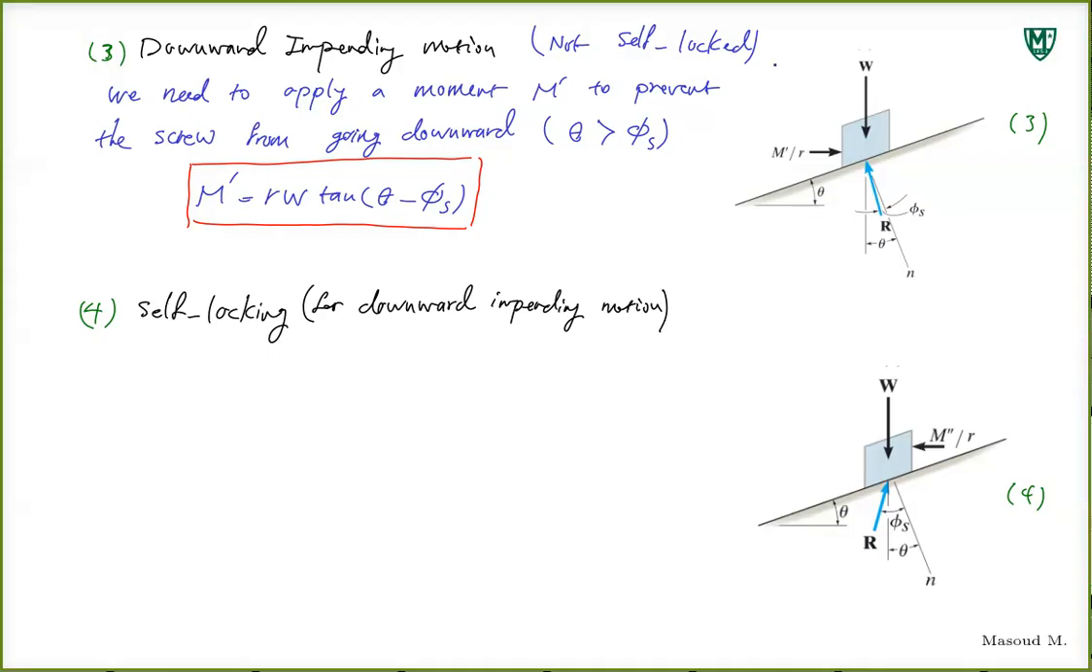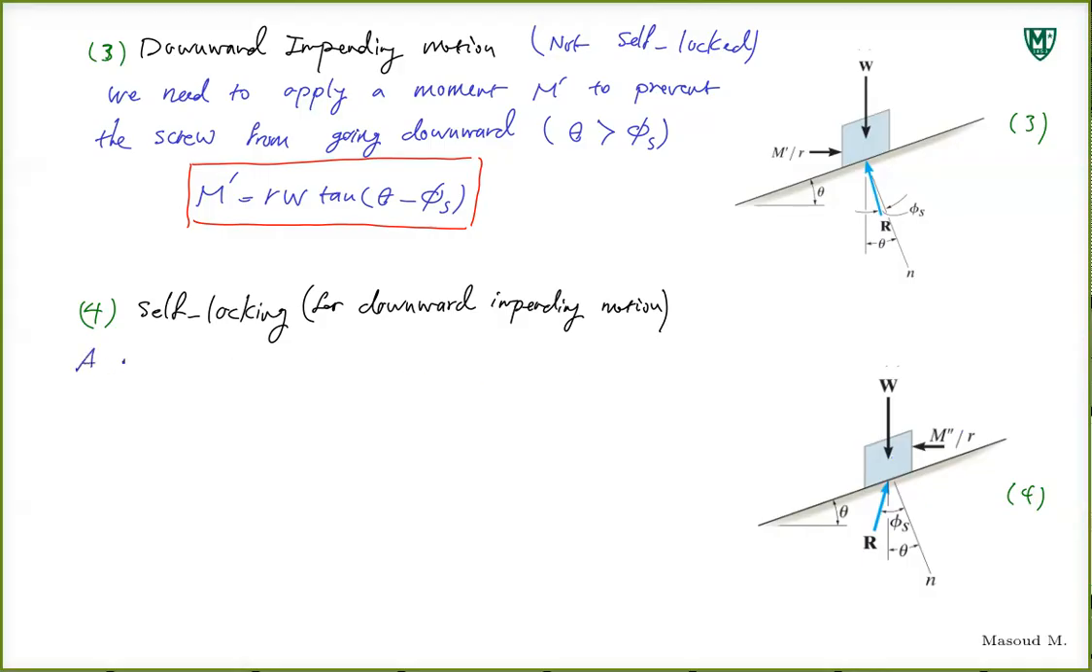Right. So let me write this one. That's what we call M double prime, meaning that this is just a moment we apply because we want the system to be self-locked. If we actually don't do it, it's going to start going up.